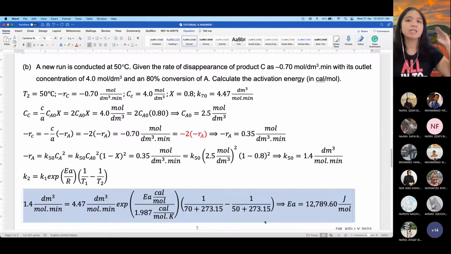So equation dia kata mesti K2 equals to K1 exponential EA per R in bracket 1 per T1 minus 1 per T2. As long as you use the correct sequence, okay, either one pun, you will get the same EA answer. Okay, so this is how to solve for question B.